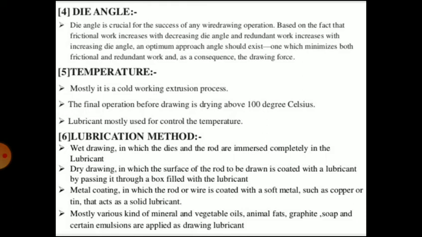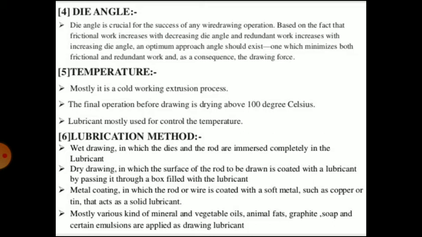Then there is another element, the lubrication method. Lubrication is required in the drawing operation. There are types of lubrication methods. The wet drawing, in which the die and the rod are immersed completely in the lubricant. Dry drawing, in which the surface of the rod to be drawn is coated with lubricant by passing it through a box filled with the lubricant. So in wet drawing, both the die as well as the rod are immersed completely in the lubricant. In dry drawing, only the surface of the rod to be drawn is coated with the lubricant.